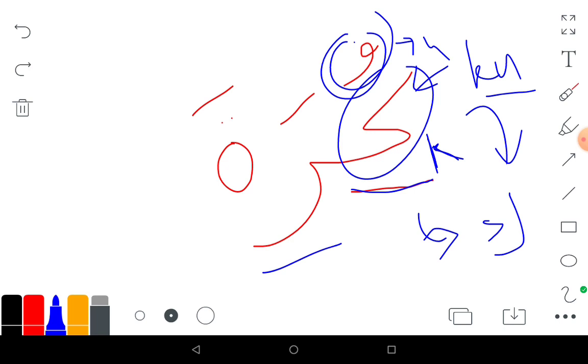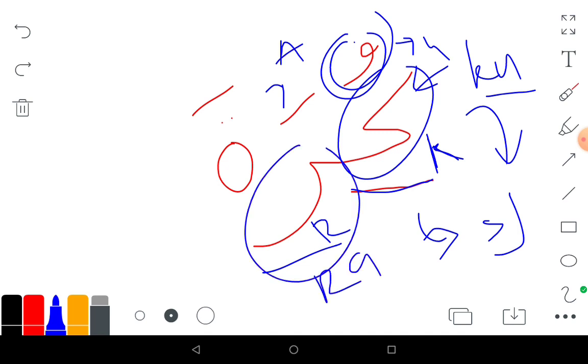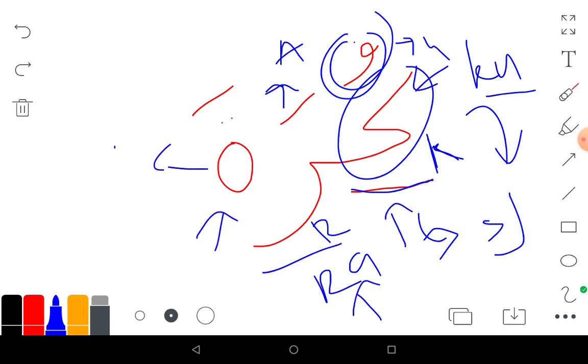Then how about the second? We move to the second letter, which is ra. This is the letter R and A. So with the baris fathah, it becomes ra. So the first one is ku, ra, and then this one is a ta.